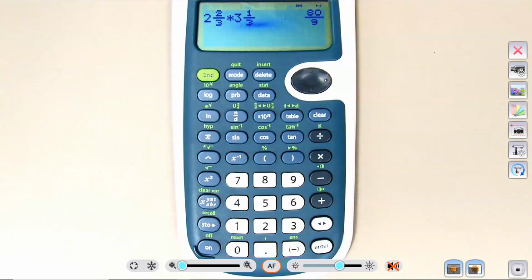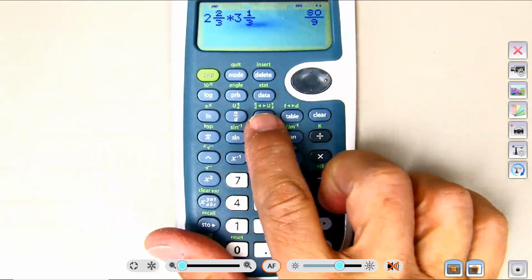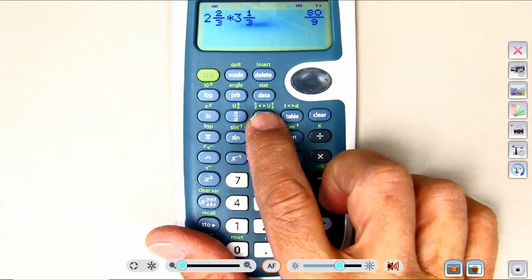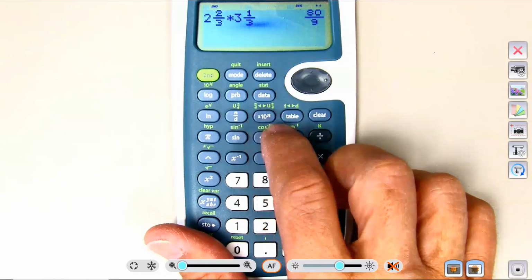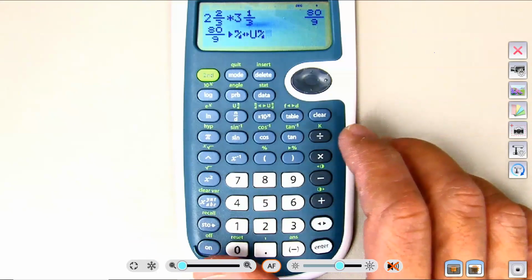Now, I don't want to keep that as an improper fraction, though. I would like to convert that back to a mixed number. Fortunately, there's a way to do that. I'm going to hit the second function key, and then you can see where my finger is pointing, there is a second function of converting fractions to mixed numbers and back again. So I'm going to hit that key that green writing is above.